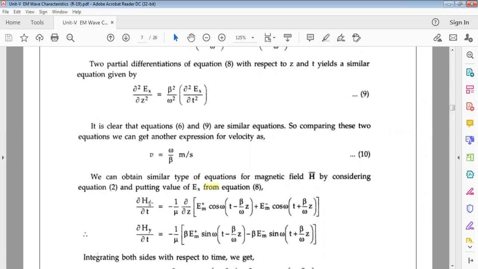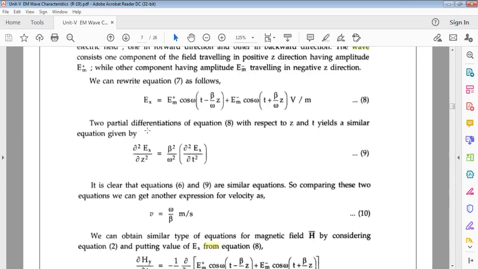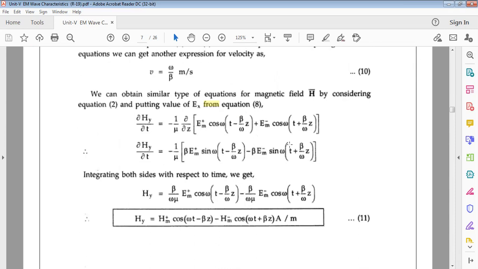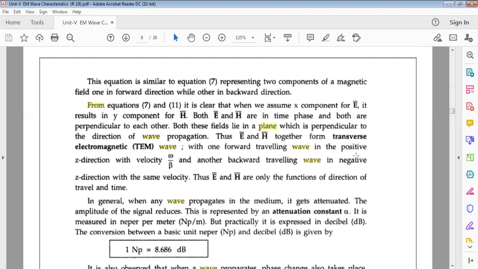And in a similar way, we can find it in terms of ∂Hy/∂t also. Hy is equal to Hm plus cos(ωt minus βz), and Hm minus cos(ωt plus βz) also, just as we got for Ex, with the amplitudes of the positive direction and the negative direction, the cosine. Similarly for the magnetic field, Hm plus in the positive direction and Hm minus in the negative direction.